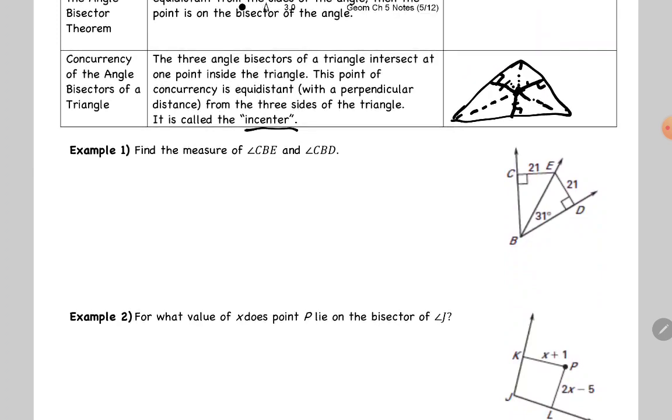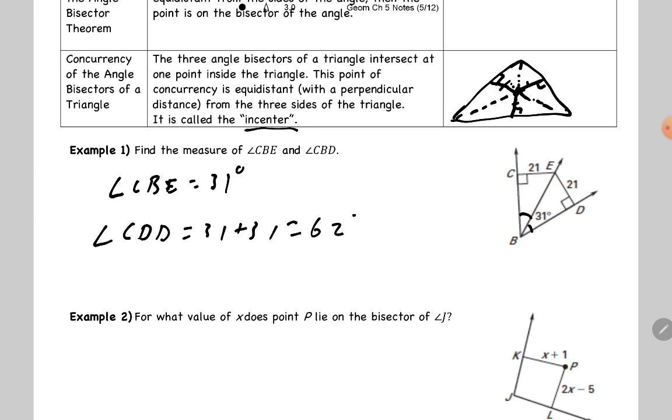Okay, find the measure of angle CBE and angle CBD. CBE is the same as that one because those two lengths are the same. So angle CBE is 31. CBD is the big angle, so angle CBD is equal to 31 plus 31, which is 62.